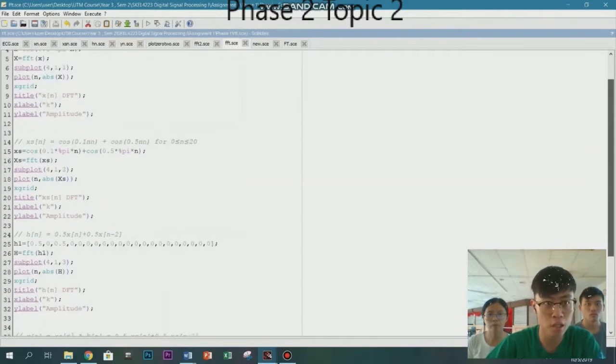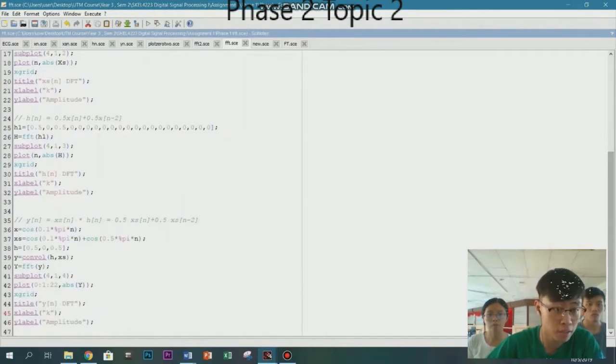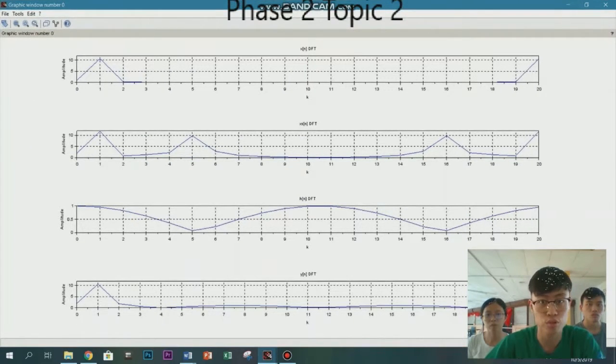And for the second part, xn, xsn, hn, and lastly the yn. So we are using the signal from phase 1. Actually, we have only added the FFT function and the absolute value, and we plot it. So this is also the discrete Fourier transform for these 4 signals.